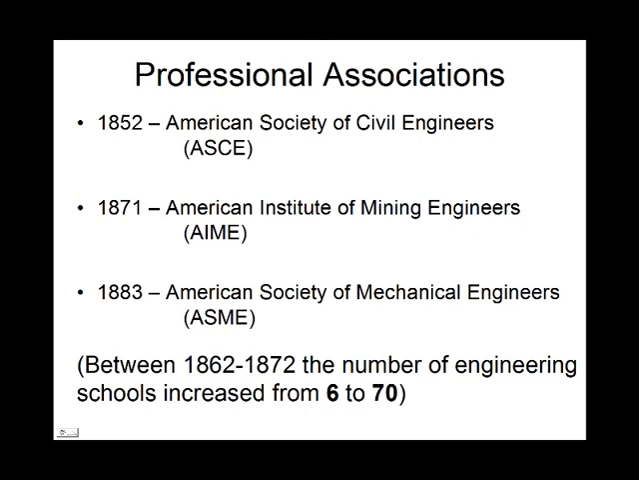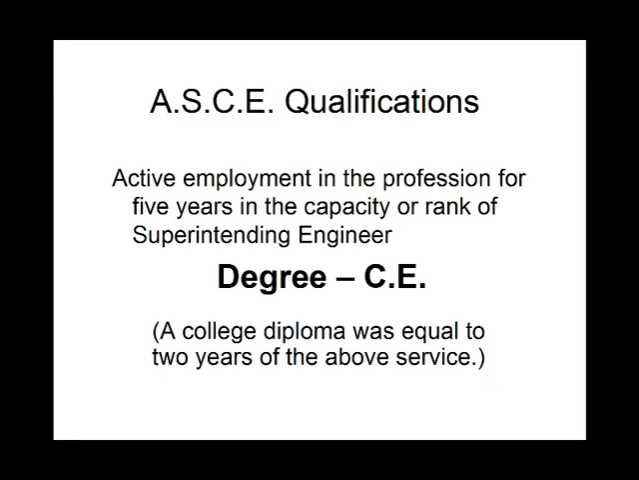But at this time, there weren't even that many engineering colleges, and that was the problem. In 1862, there were only 6 engineering colleges. 10 years later, 1872, there were 70. So you can see this is really when it started. The qualifications to have these initials like CE were very high. You had to be in the industry for 5 years as a superintendent. And a college diploma, if you had one, was equal to 2 years of that service.